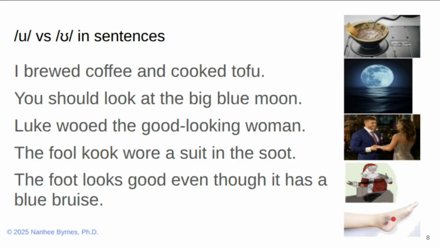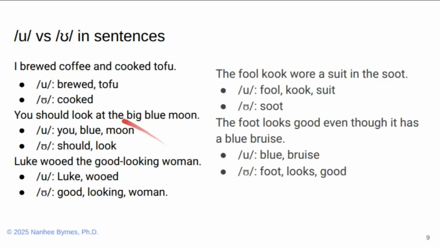In the first sentence, I brewed coffee and cooked tofu, you can hear a clear, tense oo sound in brewed and tofu. They stretch out smoothly, while cooked has the shorter, looser ʊ vowel. When we move to you should look at the big blue moon, the long oo sound appears in you, blue, and moon, while should and look both use the softer ʊ sound.